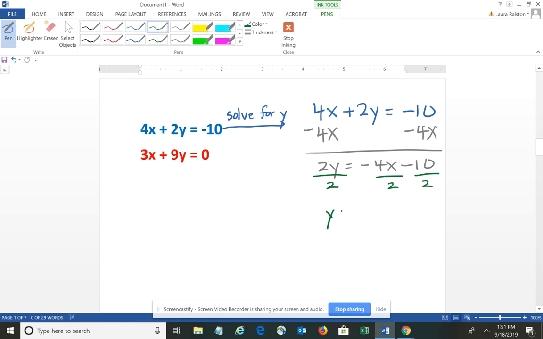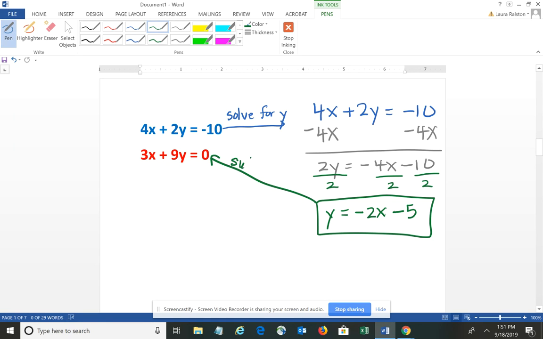So y equals -2x minus 5. Okay, so I have my first equation solved for y. I'm then going to take that equation and substitute it into the other original equation. Wherever there's a y, I'm going to replace it with the -2x minus 5.